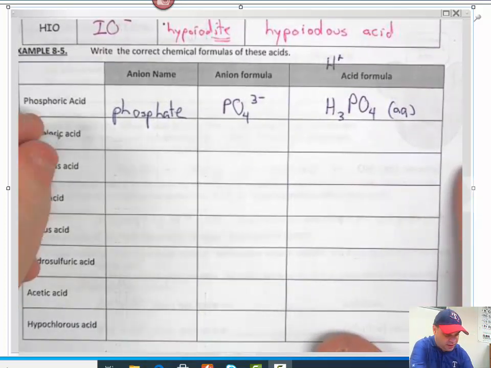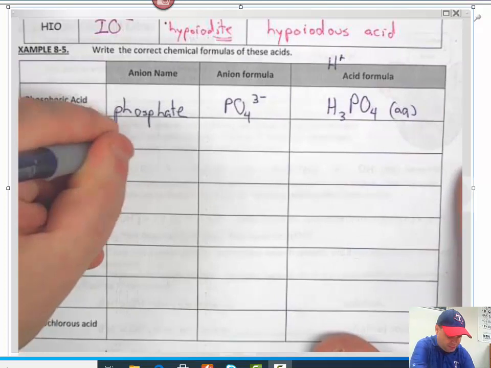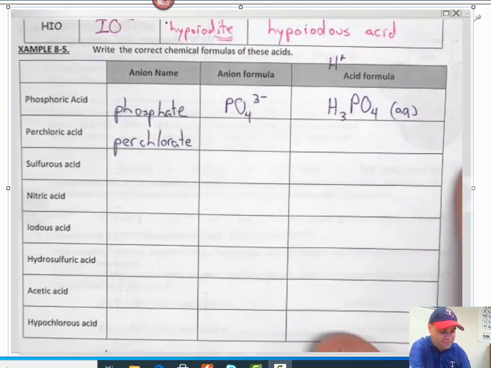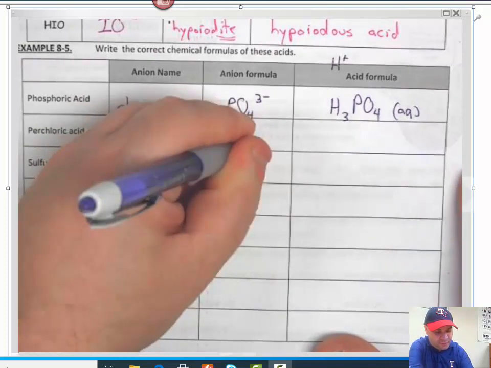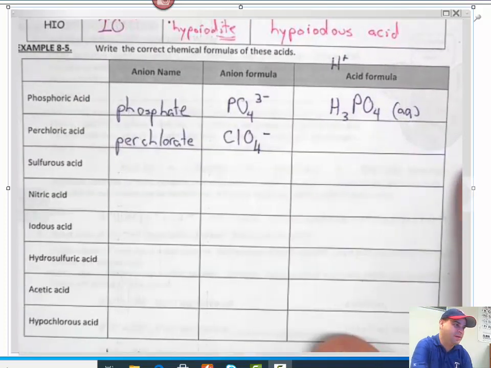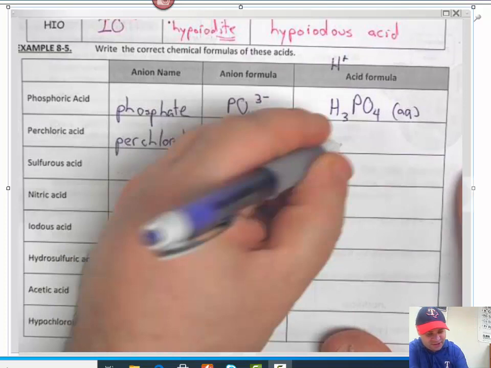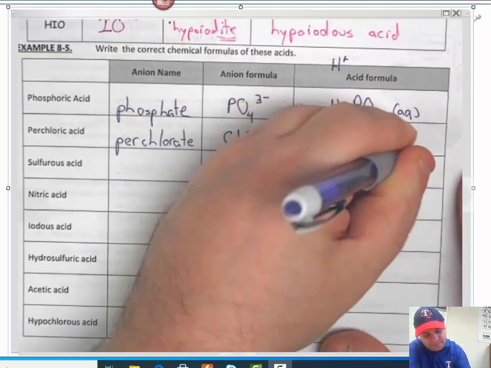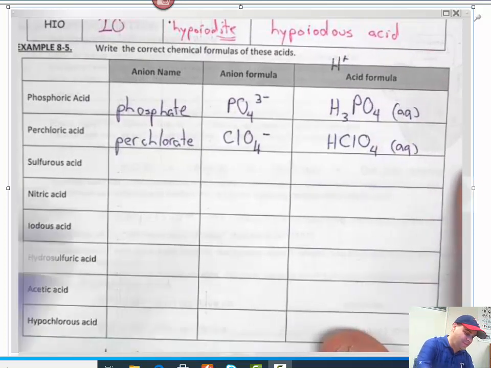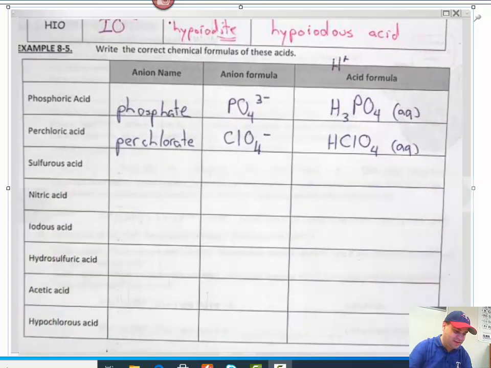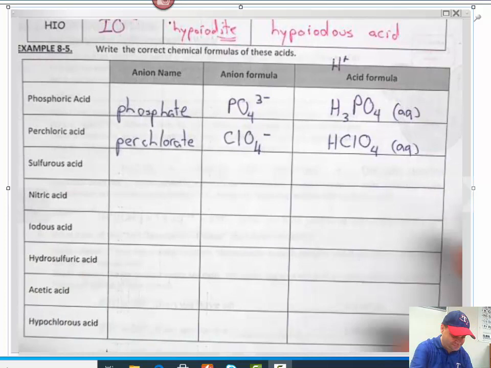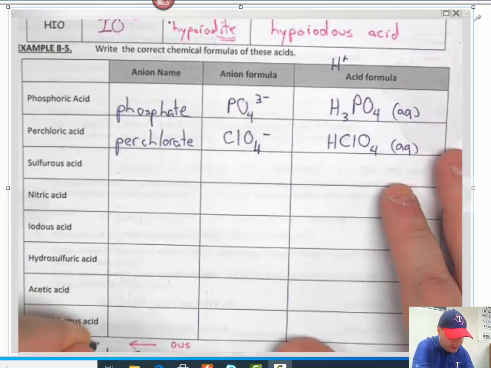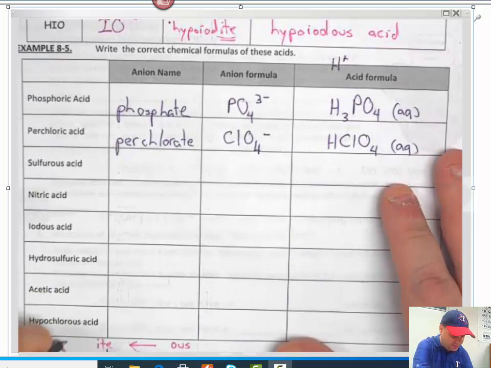Perchloric acid, again, it came from ate, so this would be perchlorate, which is ClO4-. Gotta make it an acid, so we have to add H plus, so this would be HClO4 aqueous. This time I got the right color for this one. Sulfurous acid. Ous acid came from the polyatomic ion ite, because remember, these were polys.